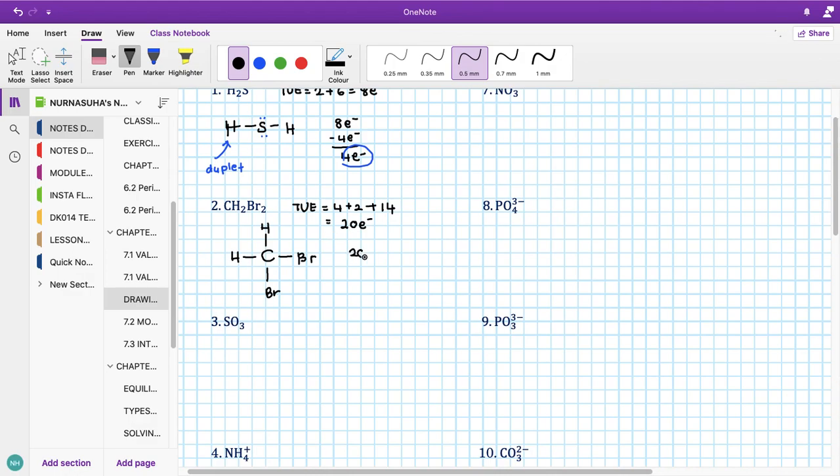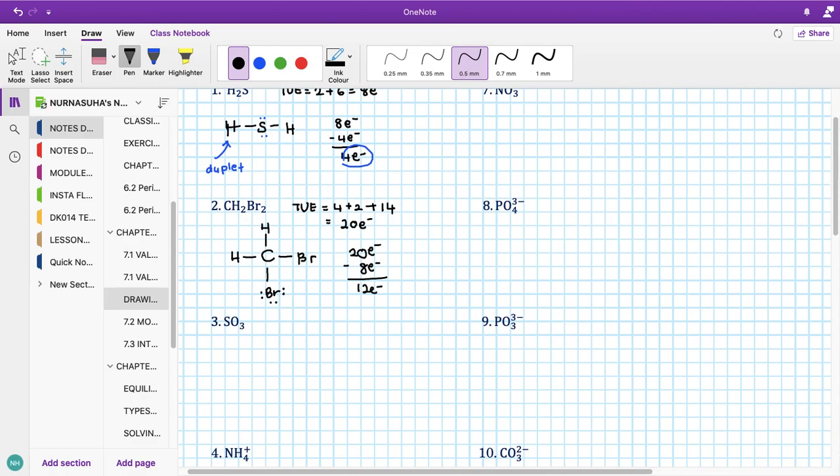Okay, so next, 20 electron. Then we minus 8 electron. Kenapa? Kenapa 8? Sebab we use 8 electron to form 4 covalent bonds. So remaining electron is 12. So the remaining electron we will put on the bromine as lone pair.